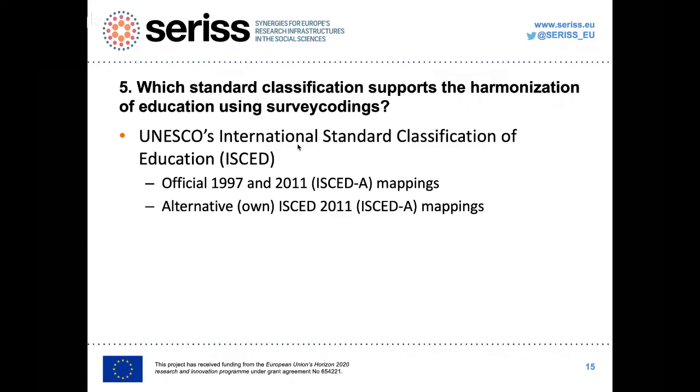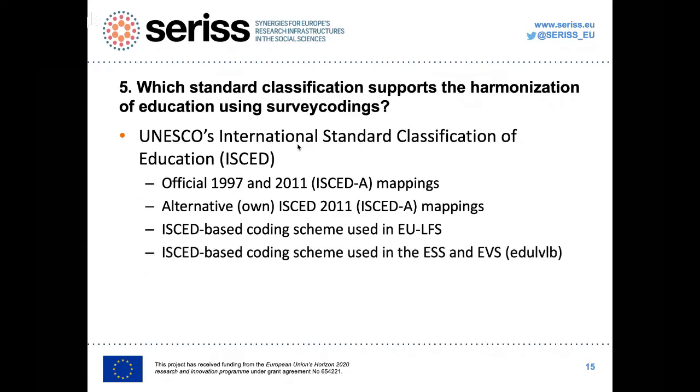And that's why we have also corrected some of the classification decisions in the official mappings to our own, applying ISCED criteria. We also have included the ISCED-based coding scheme used in the European Labour Force Survey, because that's often used as a benchmark survey, also for checking sample representativeness. So we thought that might be useful. And we also have in the database the ISCED-based coding scheme that's used in the European Social Survey and the European Values Study. It's the variable called EduLevel B, and it's also a 3-digit coding system.